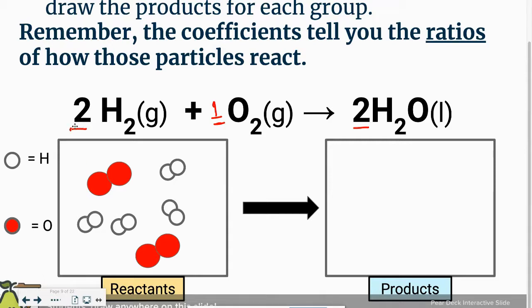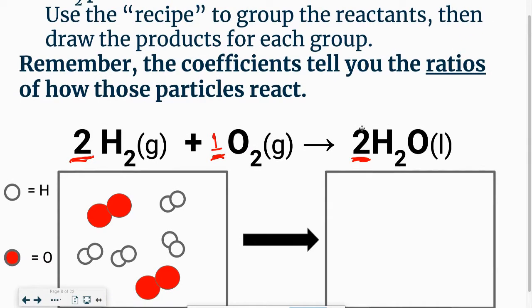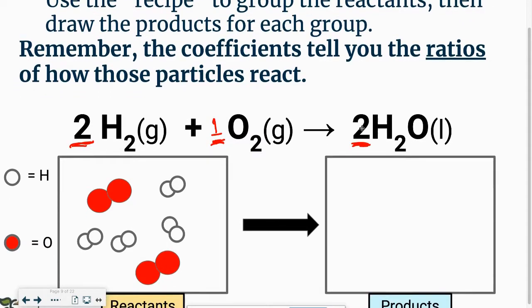So these coefficients only tell us how the things react. They tell the ratio of how the particles react. But in our problems, we're not always going to be given exactly what the balanced equation says, because that's just the recipe for making the water. So let's use this recipe, and I'm going to show you 2 ways to draw what should be in the products.